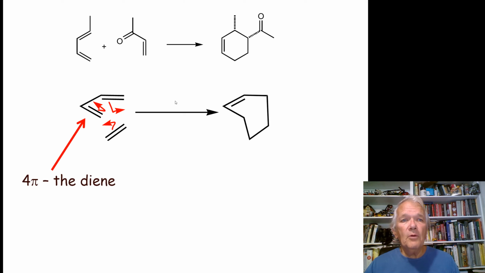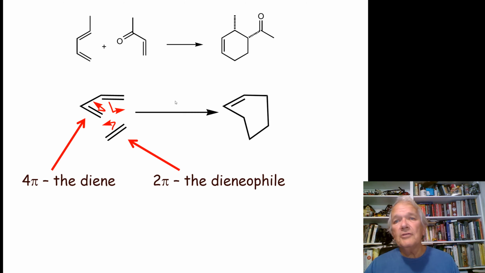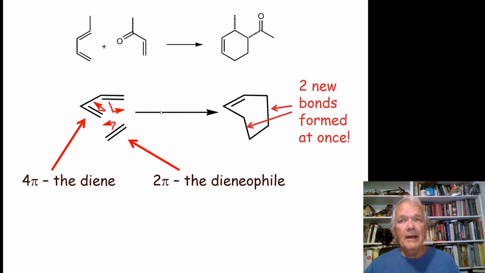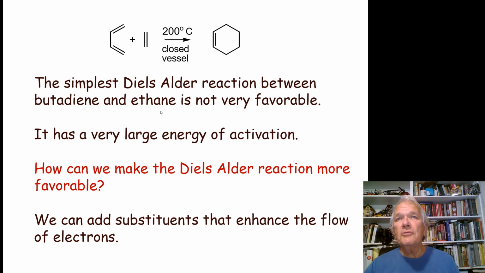So the 4 pi diene is that part, of course. And down here is the alkene we also call the dienophile, which means it's seeking a reaction with the diene. In essence, you can consider the dienophile as the electron donor in this reaction and the diene as the electron acceptor. Actually, there's electrons going both ways, but that's kind of the net effect. 2 new bonds are formed at once, and it's what we consider a concerted reaction because both bonds are formed at the same time. Now, the simplest Diels Alder reaction between butadiene and ethene is not very favorable.